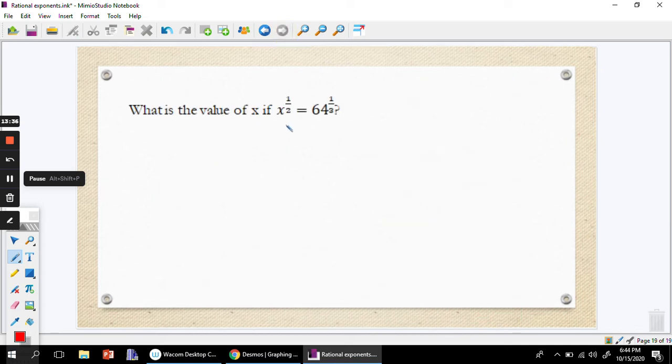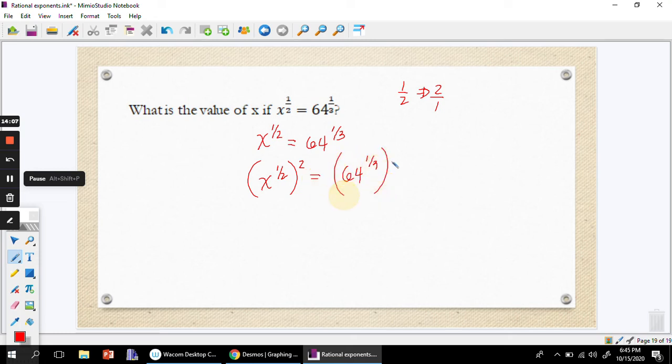What is the value of x if x raised to 1/2 is equal to 64 raised to 1/3? Okay, so the same thing, you have to isolate x. To isolate x, you have to eliminate 1/2. The reciprocal of 1/2 is 2/1, right? So we are going to raise x raised to 1/2 by 2. You will also do that to 64 raised to 1/3. You raise that to 2. So this becomes 1 because this is over 1. So 1 times 2, 2. 2 times 1 is 2. 2 divided by 2 is 1.